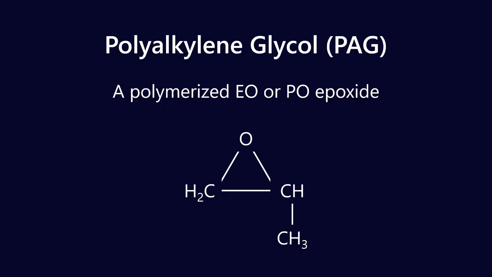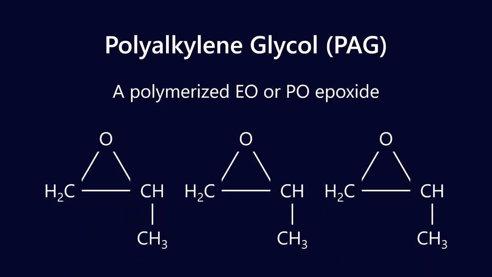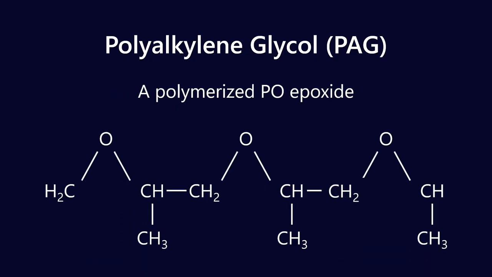And a polyalkylene glycol, also sometimes known as a polyglycol or a PAG, is when you take one of these and you polymerize it. So in this instance, we've got a PO epoxide. If I just add more of them and start reacting them together to connect them all up, now I have a polymerized PO epoxide, which I would call a PO PAG.